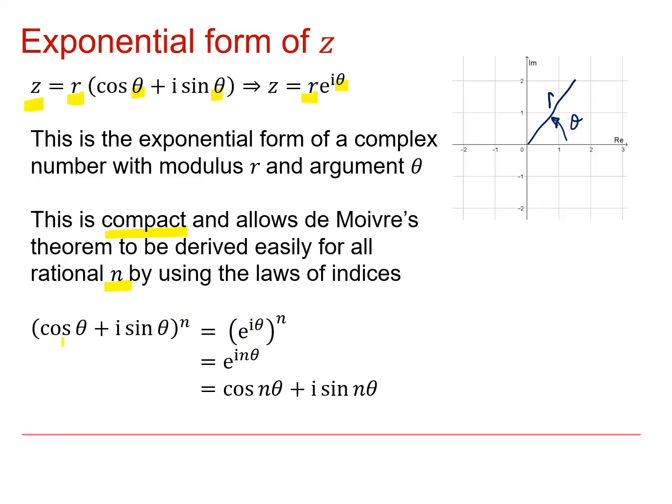So if I've got a complex number cos theta plus i sine theta to the n, then that is just e to the i theta to the n, which is just e to the i n theta, and then turning that back into cos and sine, that's going to be cos n theta plus i sine n theta. And this ability to switch between the two notations we will use in future videos.